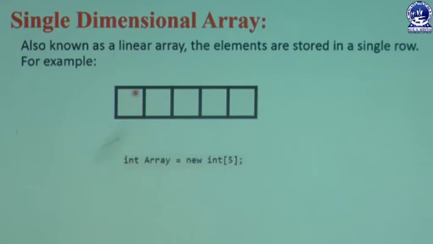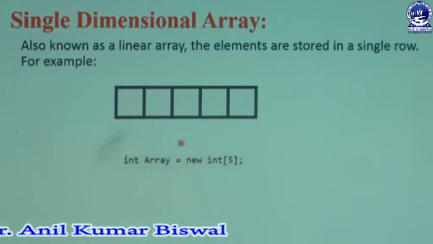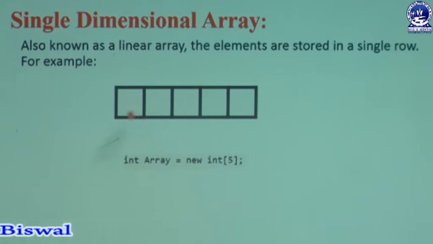That means the above location is one array location, named array with size 5, meaning 0, 1, 2, 3, 4, that is 0 to n minus 1, where n is 5, minus 1 gives 4. The 0 to 4 means 5 elements are stored in that 1D array, which is stored in a single row manner.